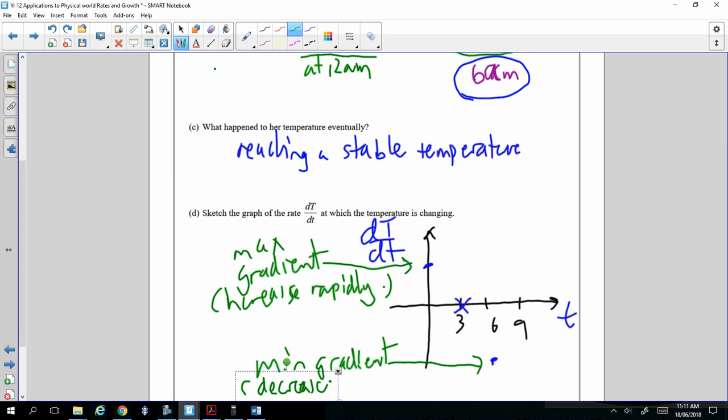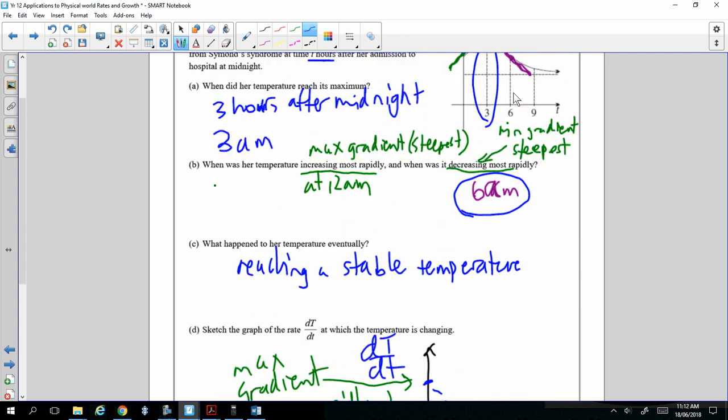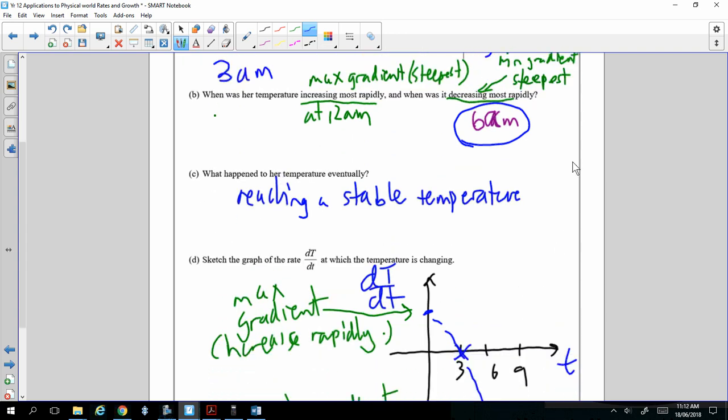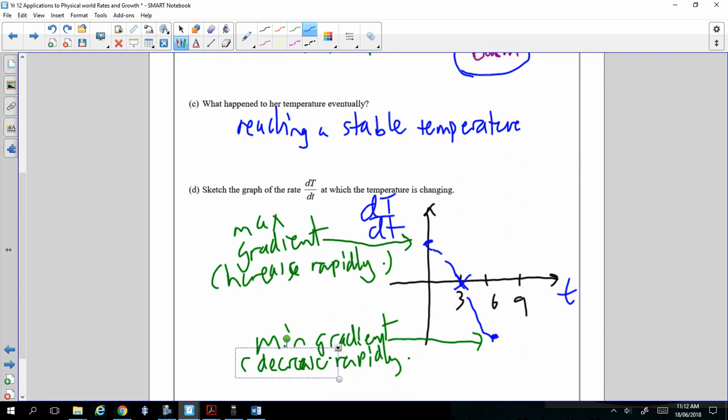Okay. And then what happened after that? It's approaching 0, isn't it? The gradient is approaching 0. The temperature is stabilizing, so it stops changing. So approaching 0. Like that. That will be your graph. Okay. So it starts positive gradient, then negative gradient, and approaching 0. Right, that's your graph of derivative. Got 2 more questions to do, then we're done.